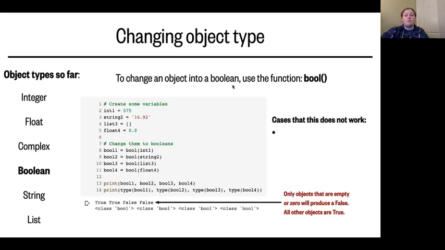To change an object into a Boolean, you use the function bool. Here are my examples here. So I have an integer, a string, a list, and a float. And you can see that whenever we perform the Boolean function on each of those, we get true, true, false, and false. Note that only objects that are empty or 0 will produce a false. Everything else will produce a true. This means that there are no cases where this doesn't work because there's always either something or not something. And if there's not something, it's a false. If there is something, it's a true, which means it's always a Boolean.